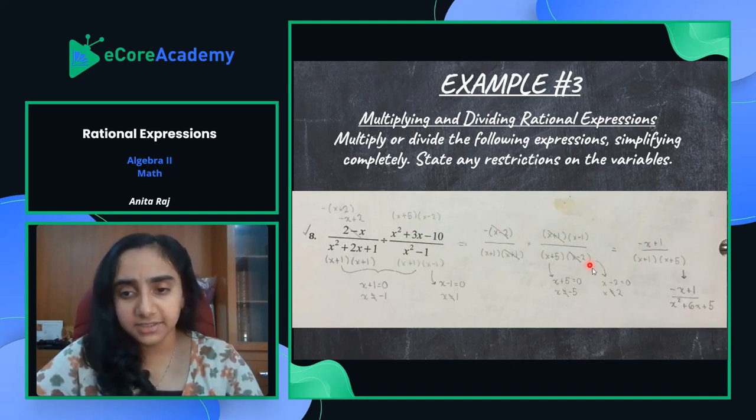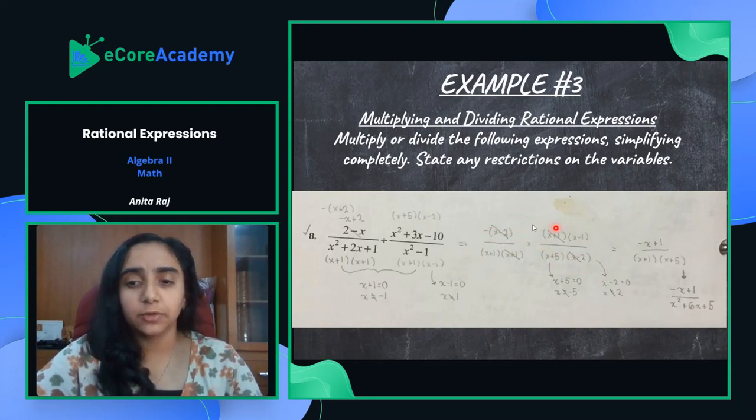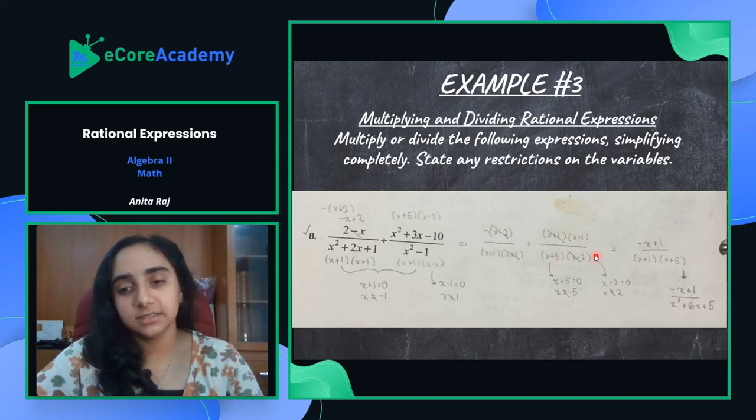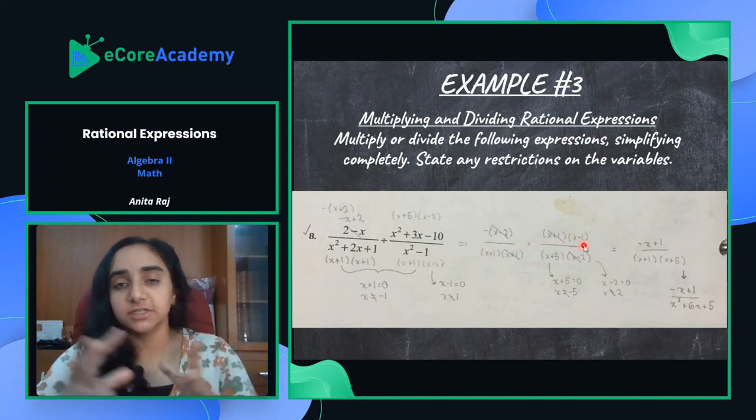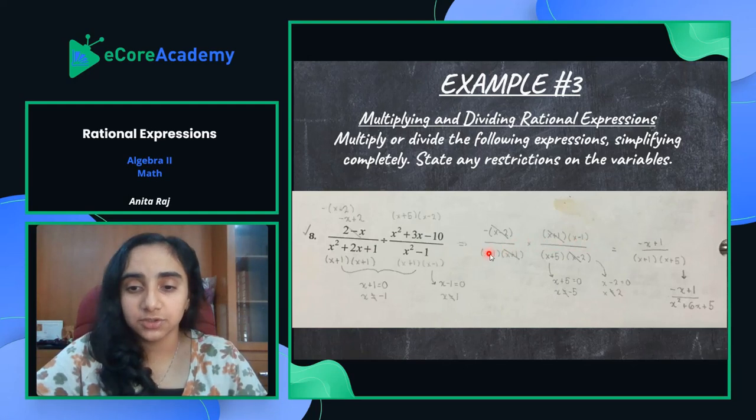So what happens is you can think of this quantity in the numerator and this quantity in the numerator as one big numerator. You can think of these quantities in the denominator as one big denominator because of this multiplication sign. Think of the multiplication sign as just merging these two fractions together. So this whole thing is our new denominator, this whole thing is our new numerator. So anything in the denominator can cancel with anything in the numerator and vice versa.